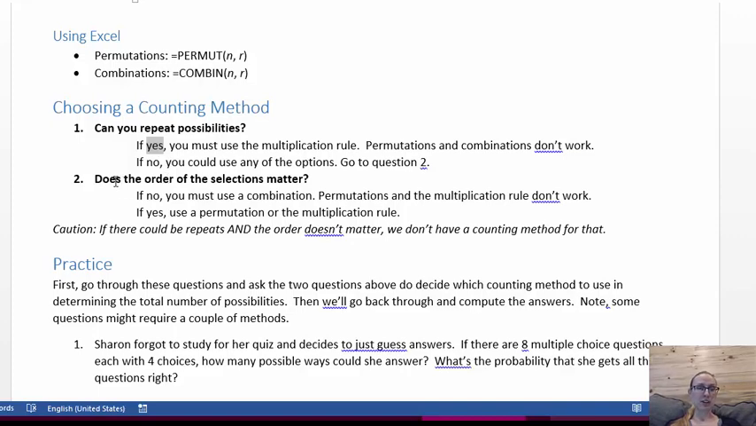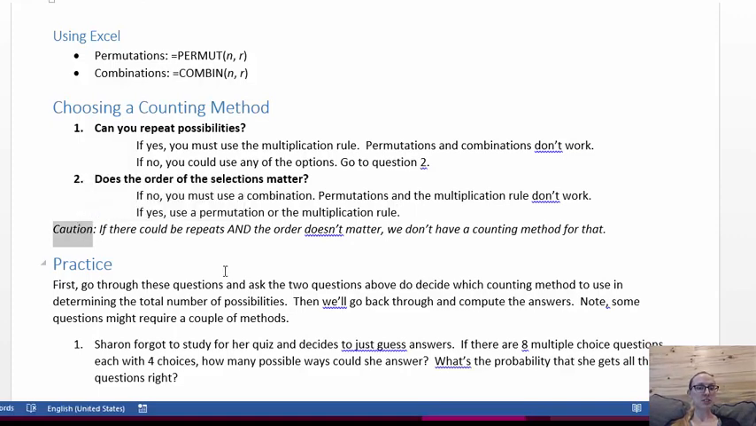So then we'd go to the second question. Does the order of the selections matter? This is really trying to determine whether we would want to use a permutation versus a combination. With permutations, the order does matter. With combinations, the order doesn't matter. So if my order does not matter, then we would use a combination. If it does matter, I'd use a permutation, or you could actually use the multiplication rule here as well. There is an overlap between permutations and the multiplication rule, but the permutations are usually a little bit easier to compute, so that's what I would recommend.